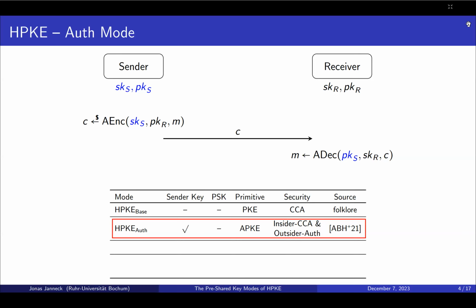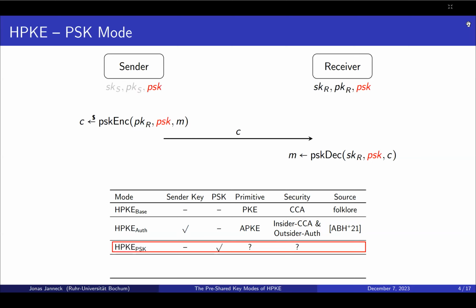I'm not going into much detail about the insider and outsider model, but you can think about this like encryption. The insider model is a bit stronger. The adversary is also corrupting some of the secret keys. But it was only possible to show confidentiality in the insider and stronger model, and authenticity only in the weaker model, because there's actually an attack against HPKE in the strong model.